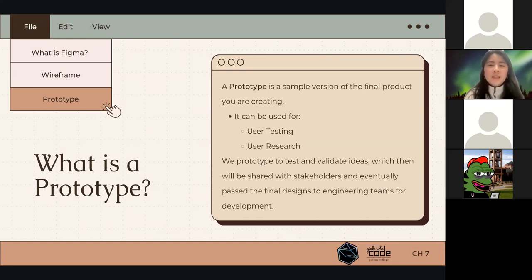So prototype, what is a prototype? It's basically a sample version of your final product that you're creating. Usually people use this for user testing and user research. We have this because we want to test out the products that we're going to launch. Once we know that these products are good, we'll pass our final designs to the engineering team, and they will use this for development and actually launch it into the real world.